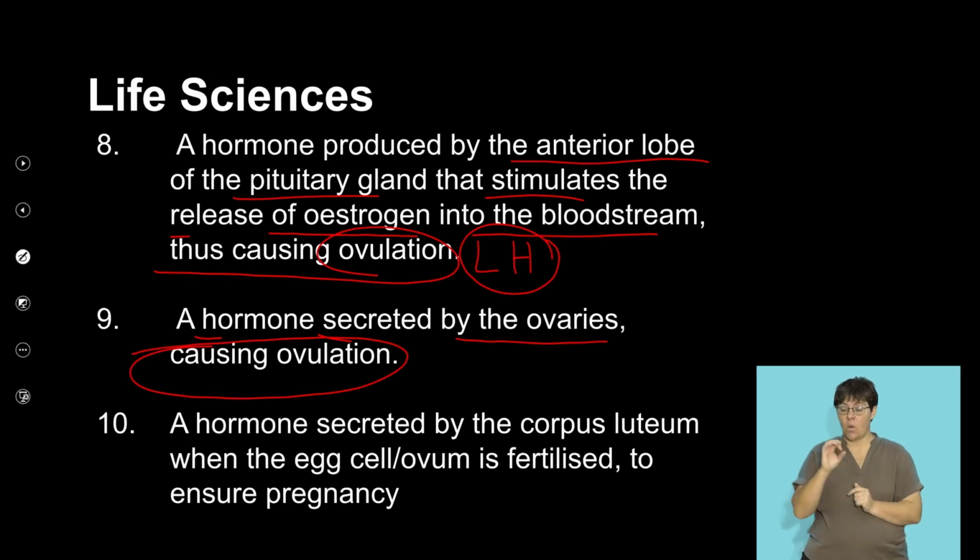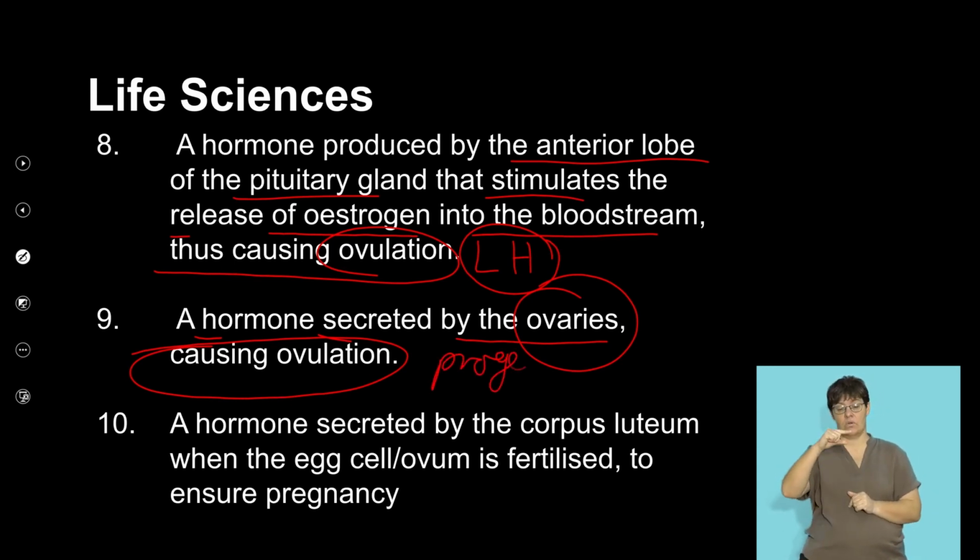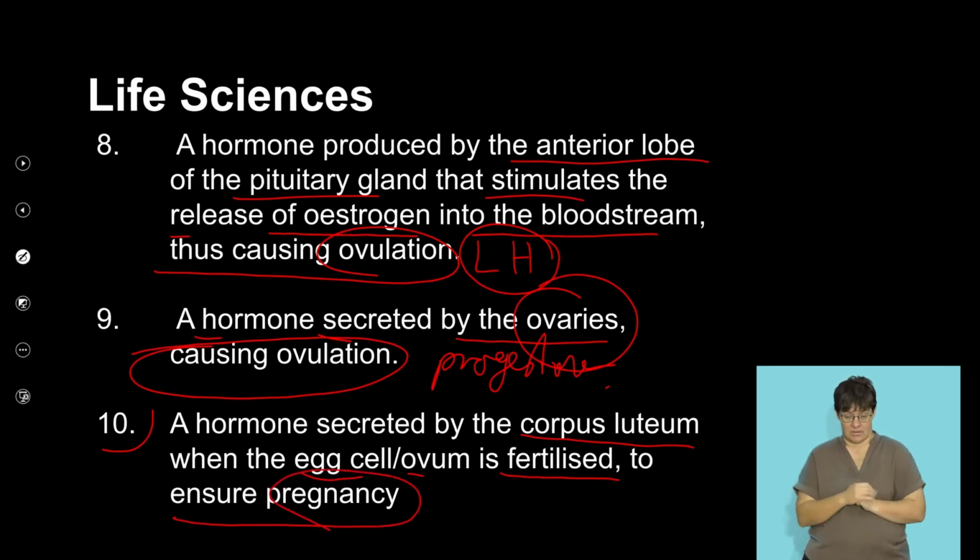So again, the hormone that's secreted by the ovaries causing ovulation would be high levels of progesterone. Okay, so that would be progesterone. Finally, question 10. The hormone secreted by the corpus luteum when the egg cell or the ovum is fertilized to ensure pregnancy. So the corpus luteum stimulates the ovary to produce progesterone.